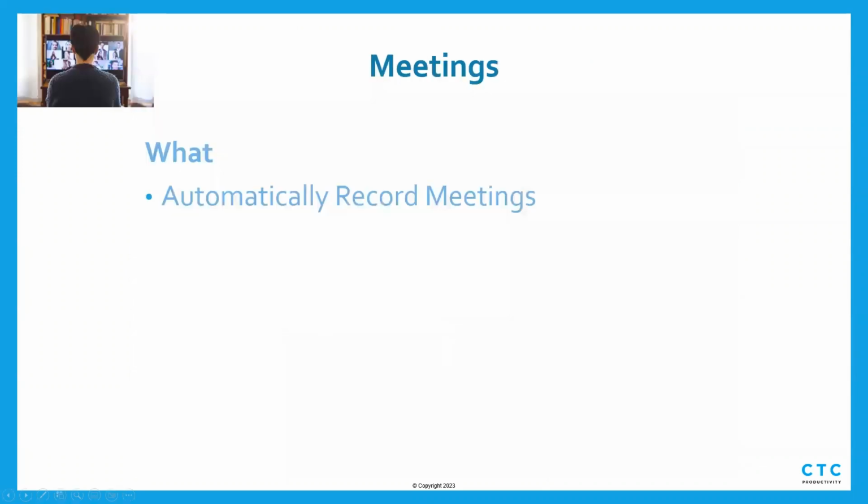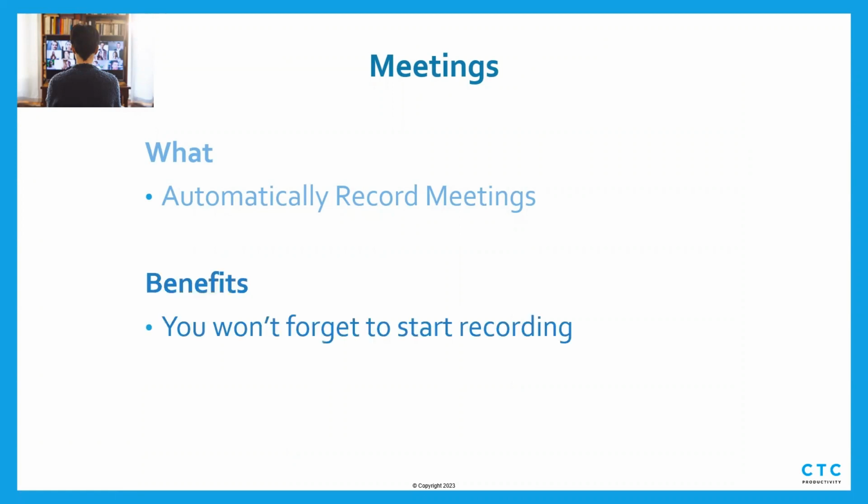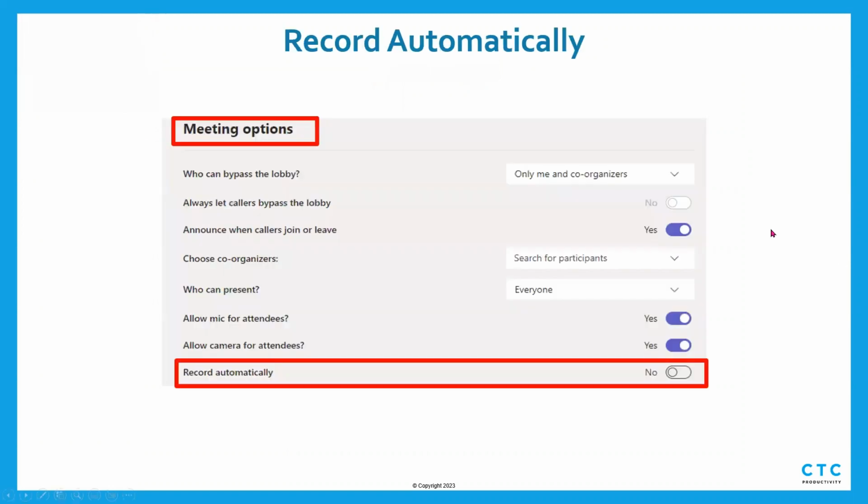Now, another piece that they added is automatically record a meeting. And I think the biggest benefit of this is that you won't forget to start that recording. Now, if you want to do this ahead of it, you can't do it when you schedule the meetings, but after the meeting's scheduled, you can go in and you can turn this on. And so that's a nice feature to be able to just go ahead and turn that on. Again, it's with that recordings.